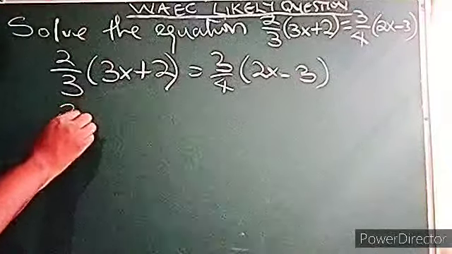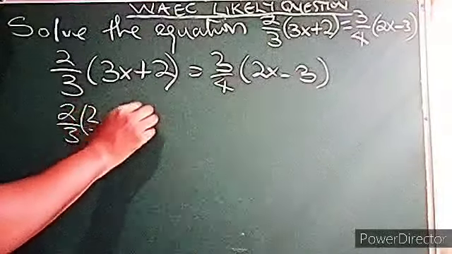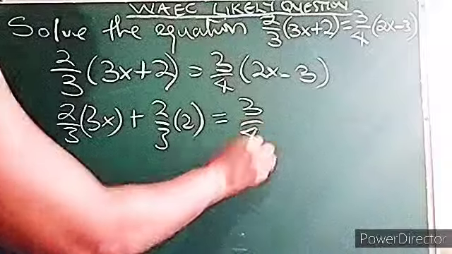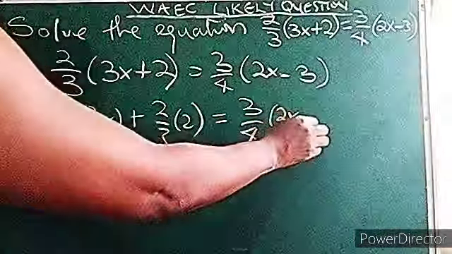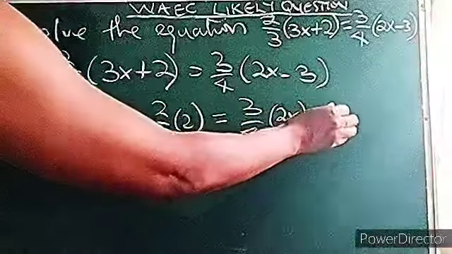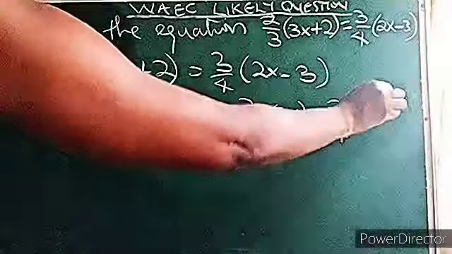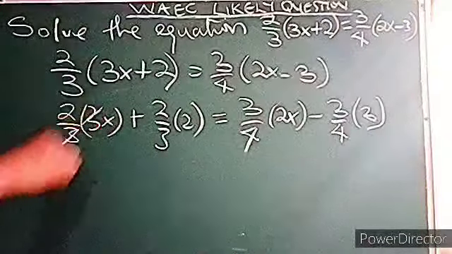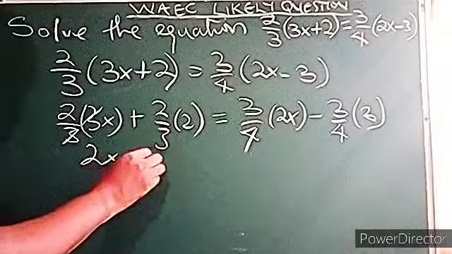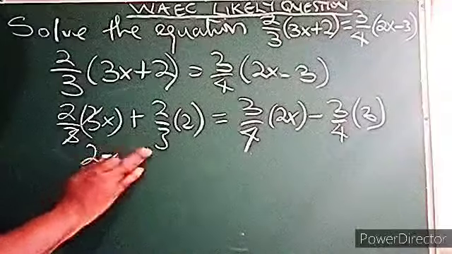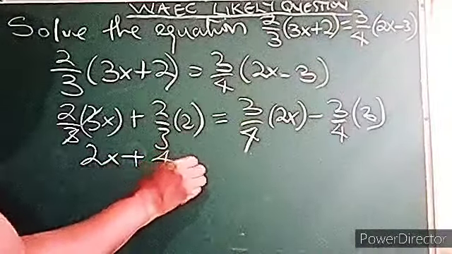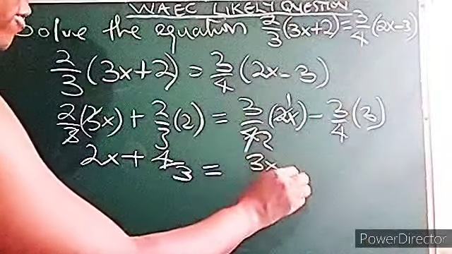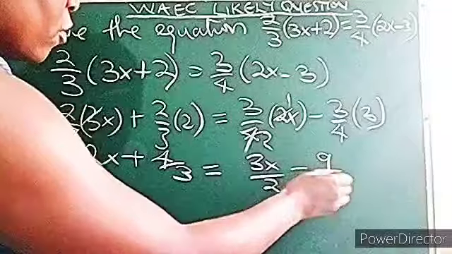So we say 2/3 times 3x plus 2/3 times 2 equal to 3/4 times 2x minus 3/4 times 3. For this first part, the 3 will cancel this out, giving us 2x. This side will give us 4/3. While this, the 4 will cancel 2, giving us 3x over 2 minus 9 over 4.